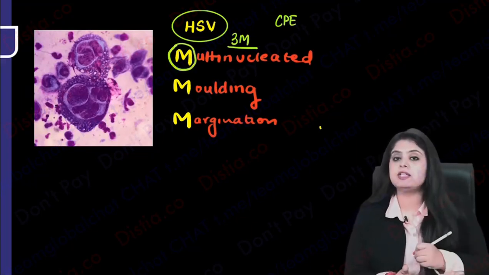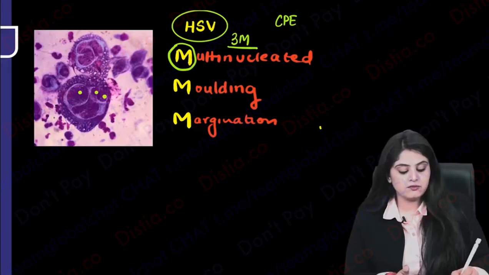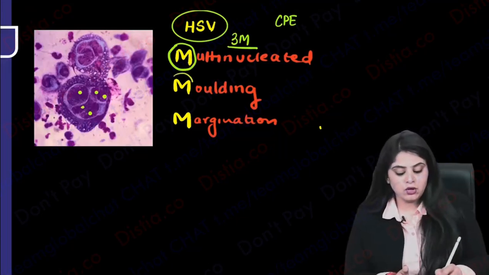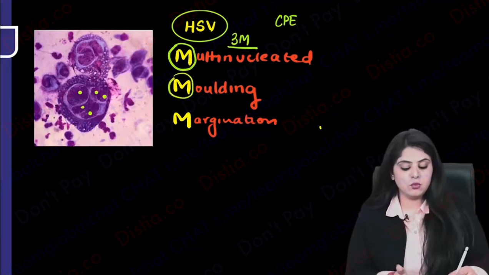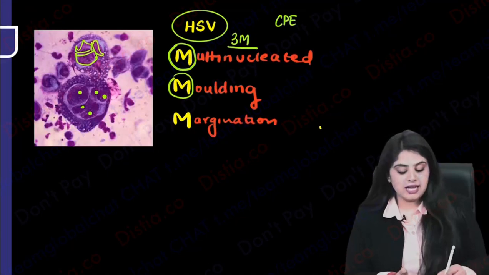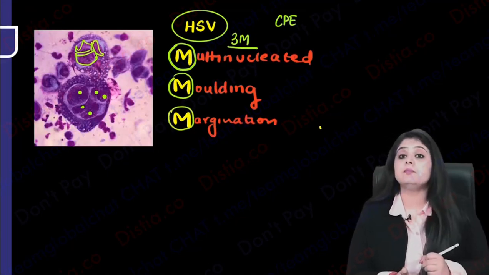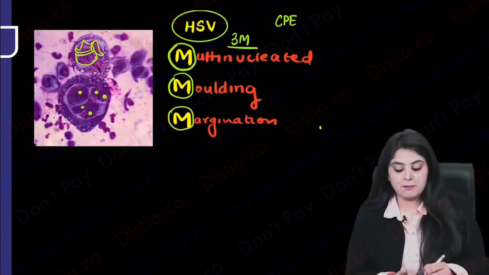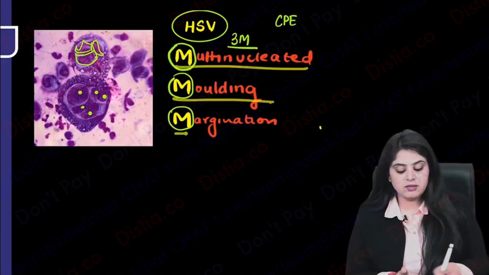Number 1, it shows you multinucleation. So 2, 3, 4, 5, lots of nuclei. All of them are fitting into each other. That is molding. And finally, there is going to be margination of the chromatin. So remember, multinucleation, molding, margination.